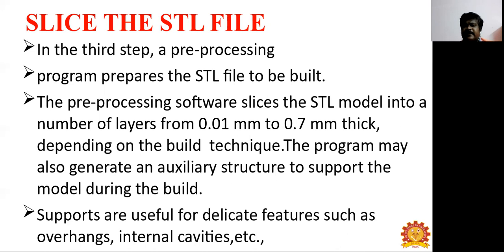So the third step is the pre-processing program, which prepares the STL file we are going to build. The pre-processing software will slice our STL model into layers, starting from 0.01 mm to 0.7 mm thickness, which can also depend on the build technique. The program can generate an auxiliary structure for supporting our model during building.